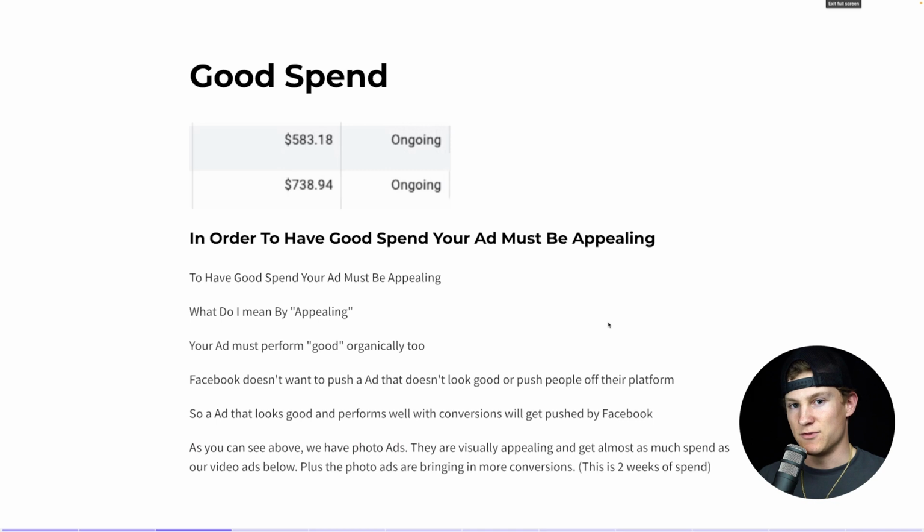And anytime you have a bad ad that's not performing and people are swiping out of their app, that means Facebook is seeing that and they're realizing that your ad is actually causing people to leave the app. So a good way to think about it is that your ad must also look good organically. Would someone also want to see this organically too?